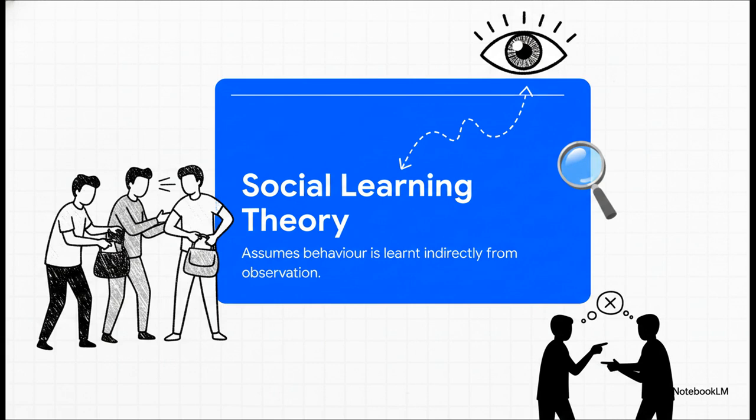Okay, here's the textbook definition you're going to want to lock in. Social learning theory assumes that behavior is learned indirectly from observing others. I really want to highlight those 2 specific words, indirectly and observing. Bandura was basically saying, we don't just learn by getting rewards or punishments ourselves. We actually learn a ton simply by watching the people around us do their thing.